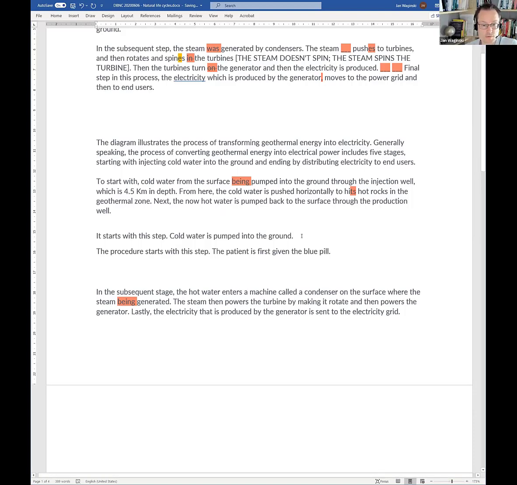Okay, let's do these examples here. So this is baby English. It starts with this step. Cold water is pumped into the ground. So now to combine these together, what do we have to do here? We have to make a relative clause, like add a relative clause, for example, "which cold water is pumped into the ground." Well, you would do, it starts with this step, comma, which is cold water is pumped into the ground.